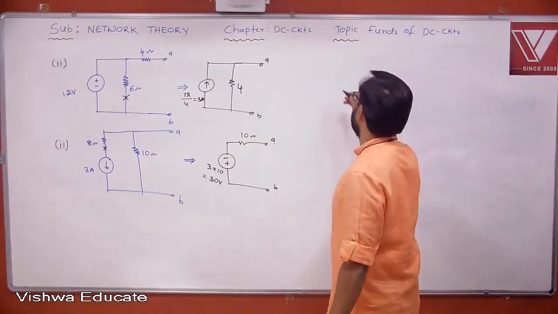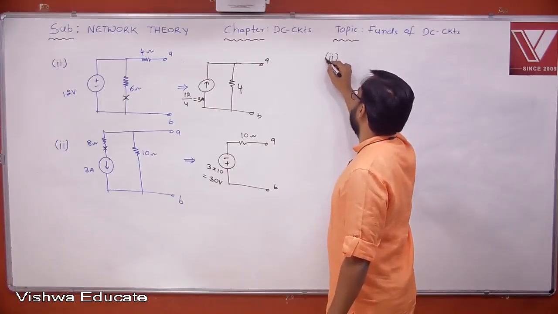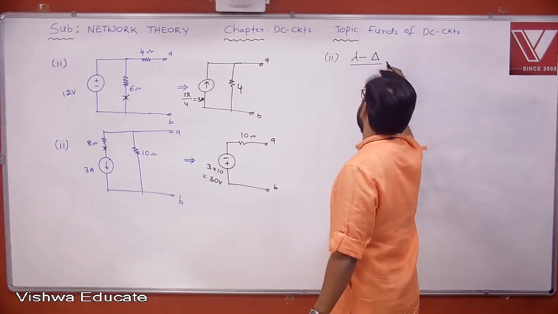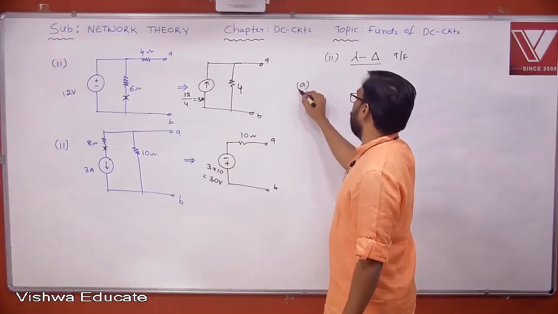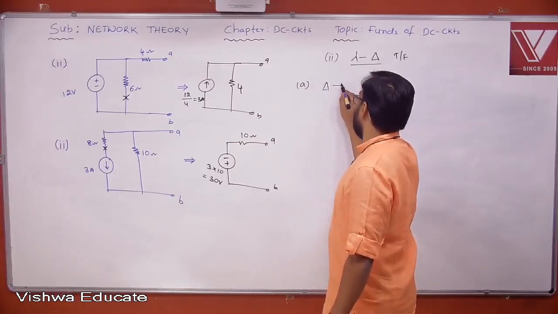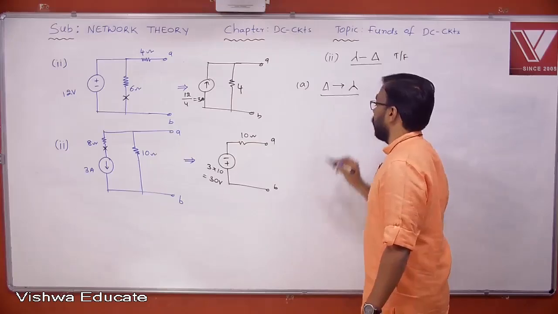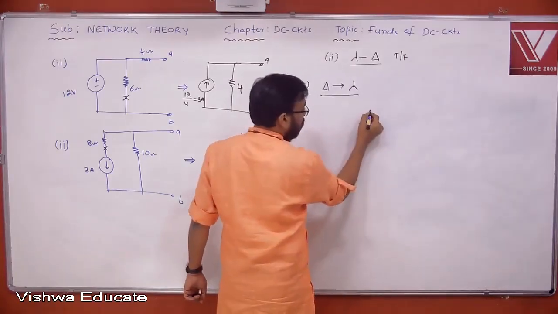So the second important concept is star delta transformation. In this, again, the first one will deal with delta to star, then we deal with star to delta. Okay, first we deal with delta to star. So please note down that quickly. Meanwhile, I'm just drawing here.